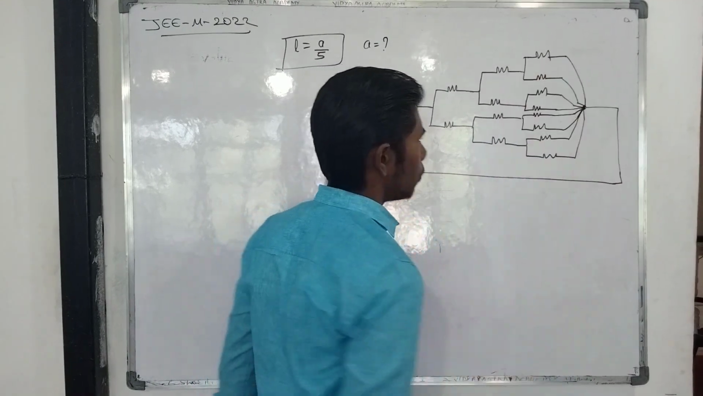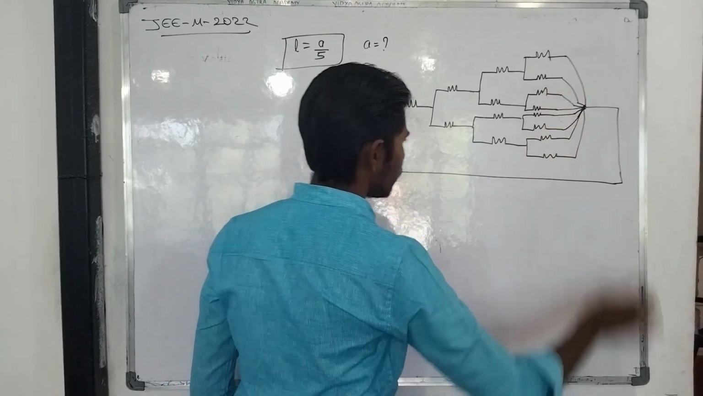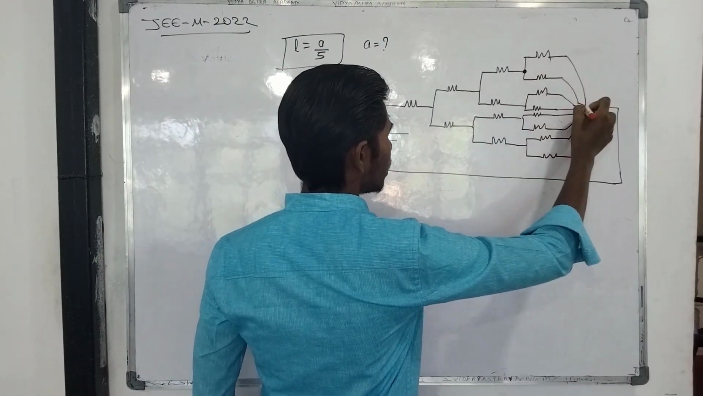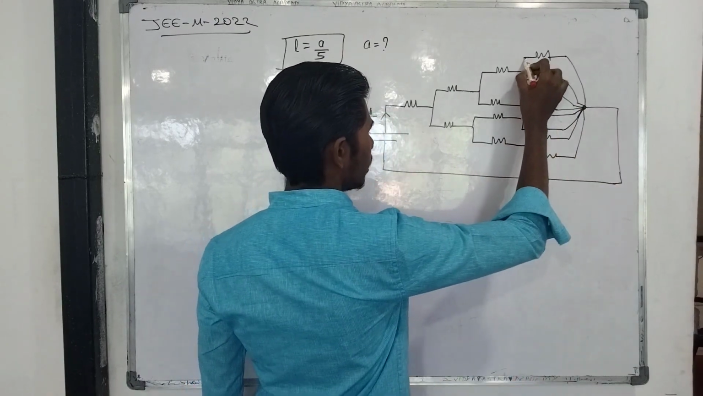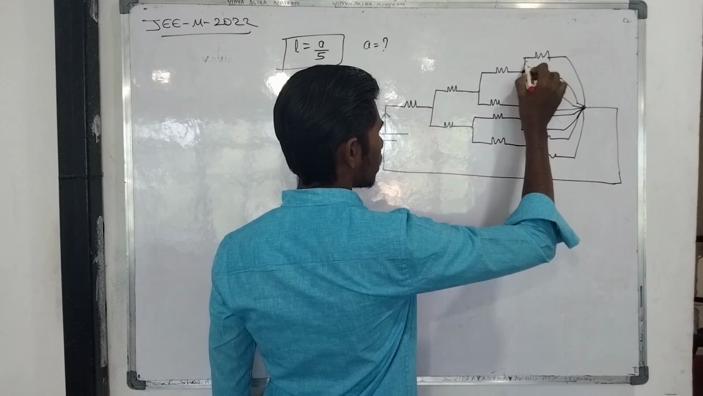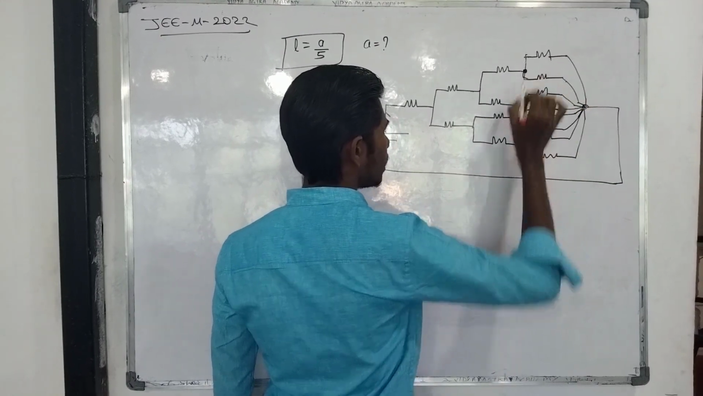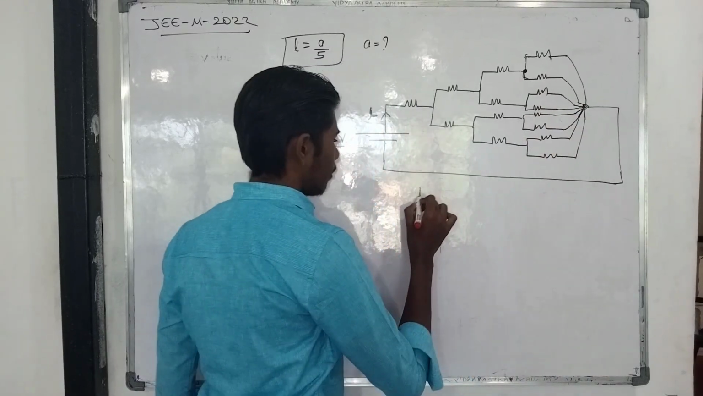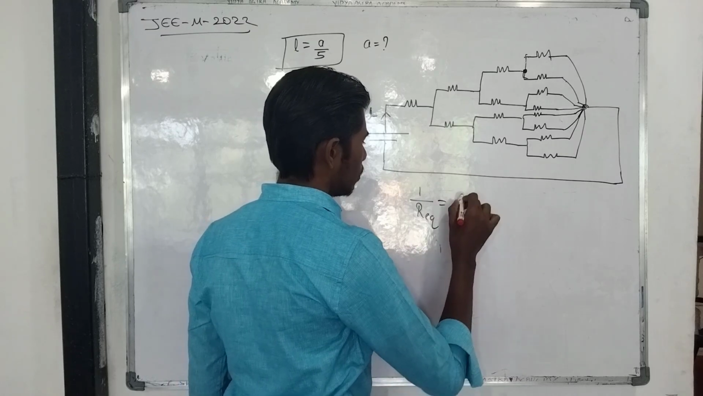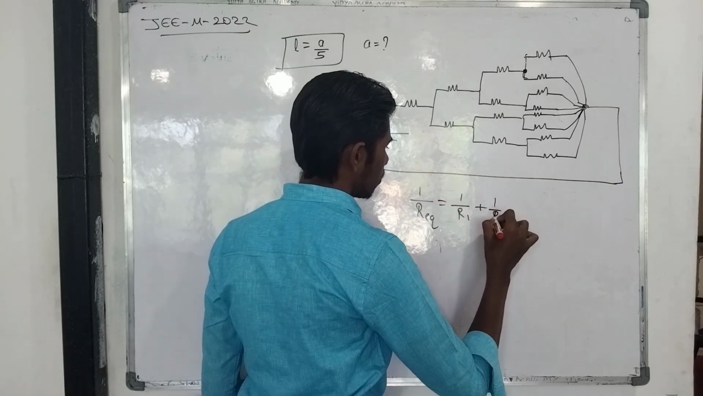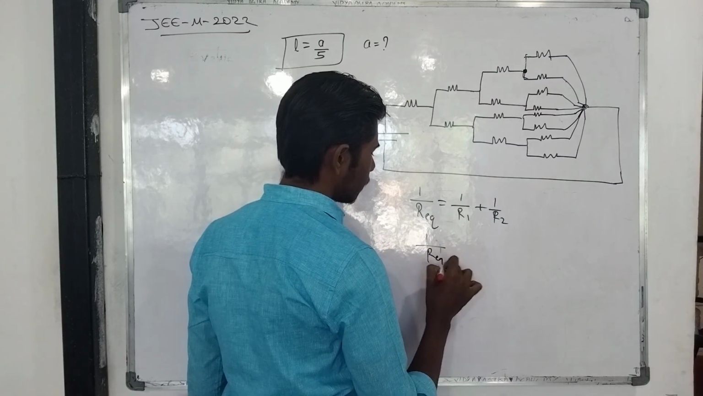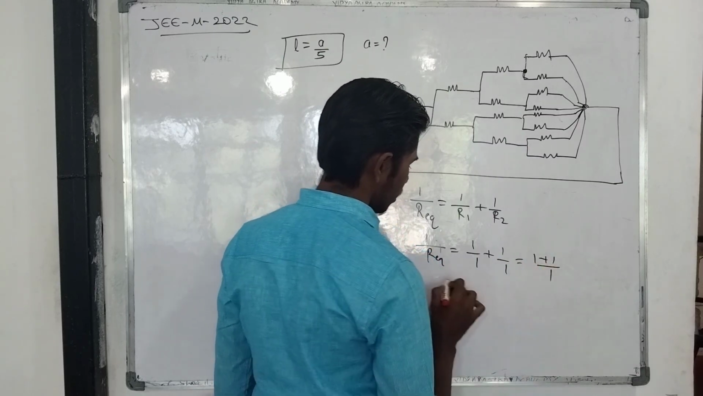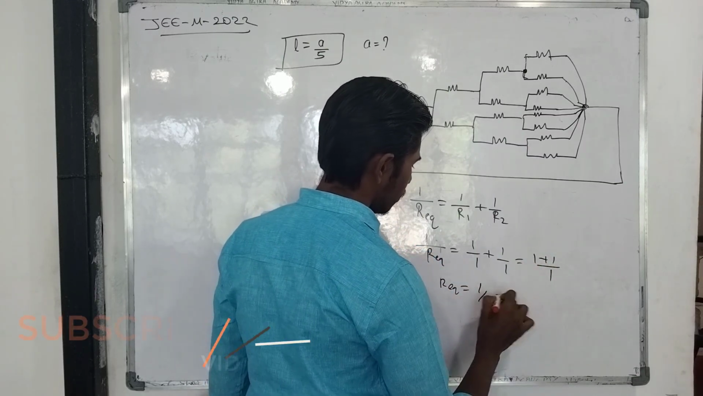Here 1 ohm, 1 ohm, 1 ohm, 1 ohm, 1, 1, 1, 1, 1, and they are connected in parallel. Okay, how to identify the parallel? The potential difference across each resistor is same. See, here, they are connected to the same potential, this point and this point. These two resistors, similarly these two resistors here and here. So 1 by R equivalent, we know the formula, equal to 1 by R1 plus 1 by R2. Here 1 by R equivalent equal to 1 by 1 plus 1 by 1, that is equal to 1 plus 1 by 1. So R equivalent comes out to be half ohms.